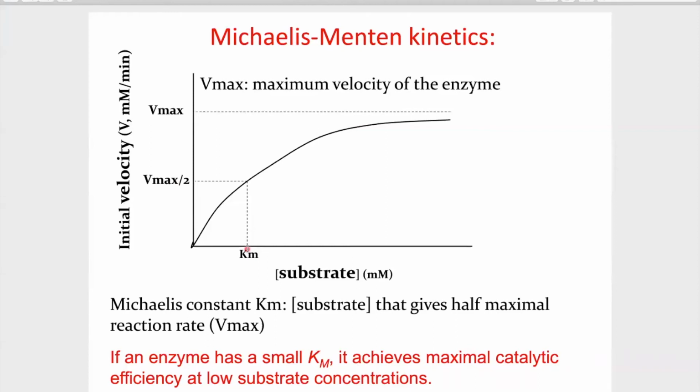So this Km is the substrate concentration that gives half maximal reaction rate, and you can always remember that by looking at a Michaelis-Menten graph. At half Vmax, your x value is your Km. Right. If an enzyme has a small Km, it achieves maximal catalytic efficiency at low substrate concentrations.